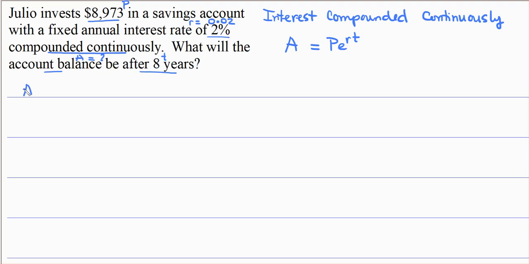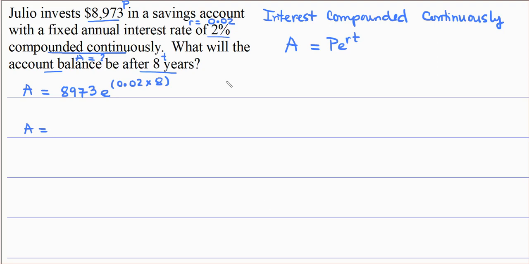So we substitute now. So A equals 8,973 times e to the power. So let's put right here 0.02 times 8, and put that in your calculator, and you will get the account balance after 8 years.